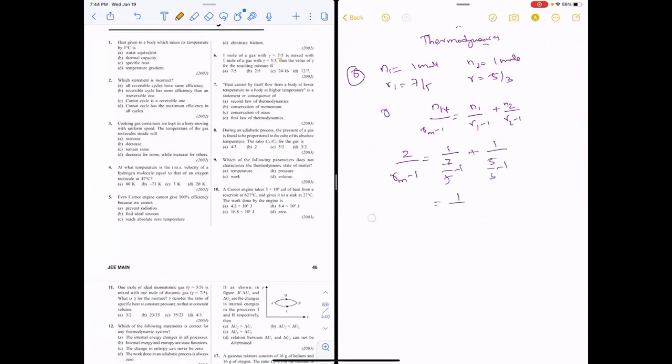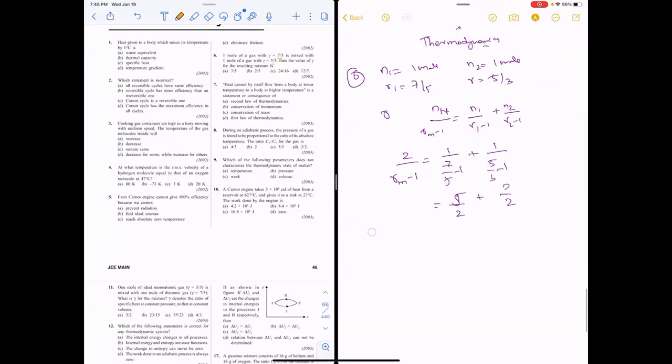So it is 1 by (7 minus 5)/5, which is 2 by 5, so 5 by 2 goes to the numerator, plus 1 by (5 minus 3)/3, which is 2 by 3, so 3 by 2 goes to the numerator. 5 plus 3, 8 by 2, which is 4. So 2 by gamma of mixture minus 1 is 4, so gamma of mixture minus 1 is 2 by 4, or 1 by 2. Gamma of mixture is 1 plus 1 by 2. Right? How much is it? 3 by 2. We got 3 by 2.